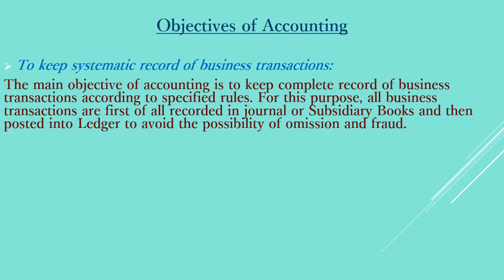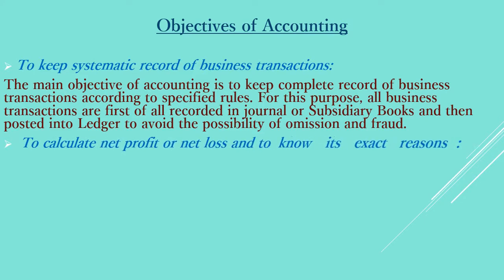And then when you're making your ledger, the true position of your finance is not coming because you have omitted to record in the journal, and because of that, what is happening? Your trial balance is coming wrong. And so there has to be a systematic record. First it should be recorded in the journal and then posted into the ledger to avoid any possibility of omission or fraud.